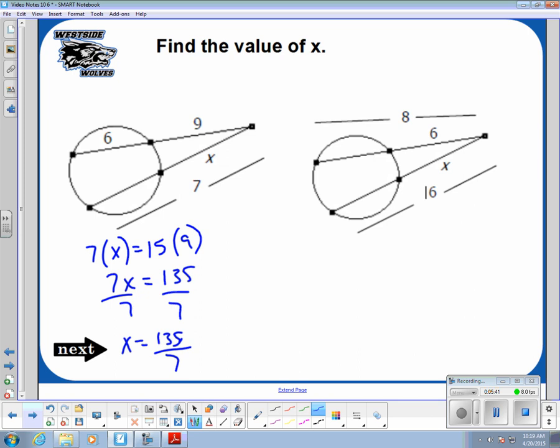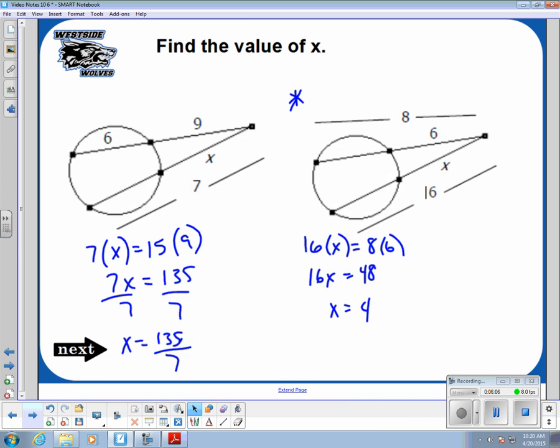So pause the video, do that one, see what you get there. And that is a 16 there. All right, so if you got your setups, you'd have 16 times x equals 8 times 6. So 16x equals 48. x is equal to 4. So we got a 4 there, and of course there'd be 12 left on the inside. And that's that one.